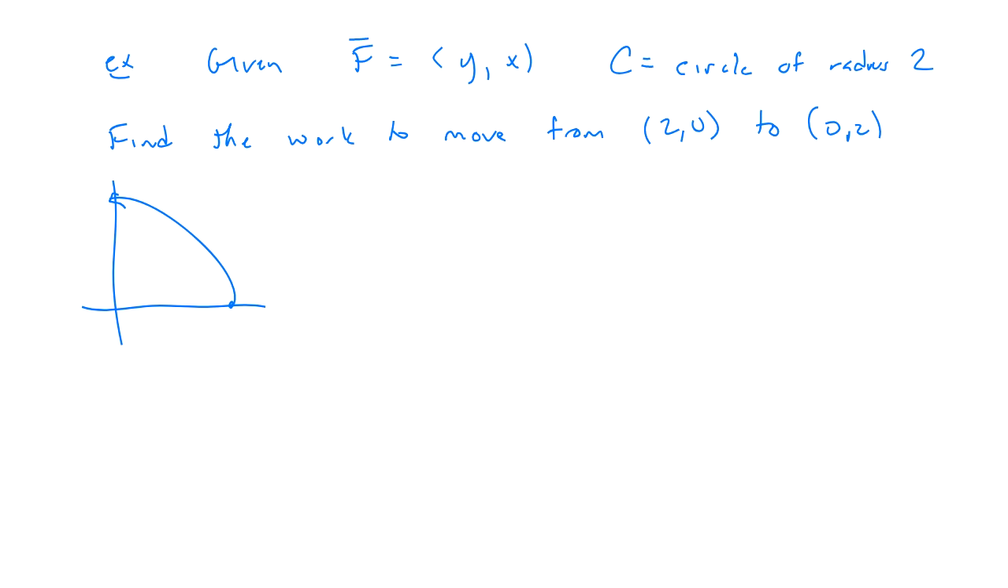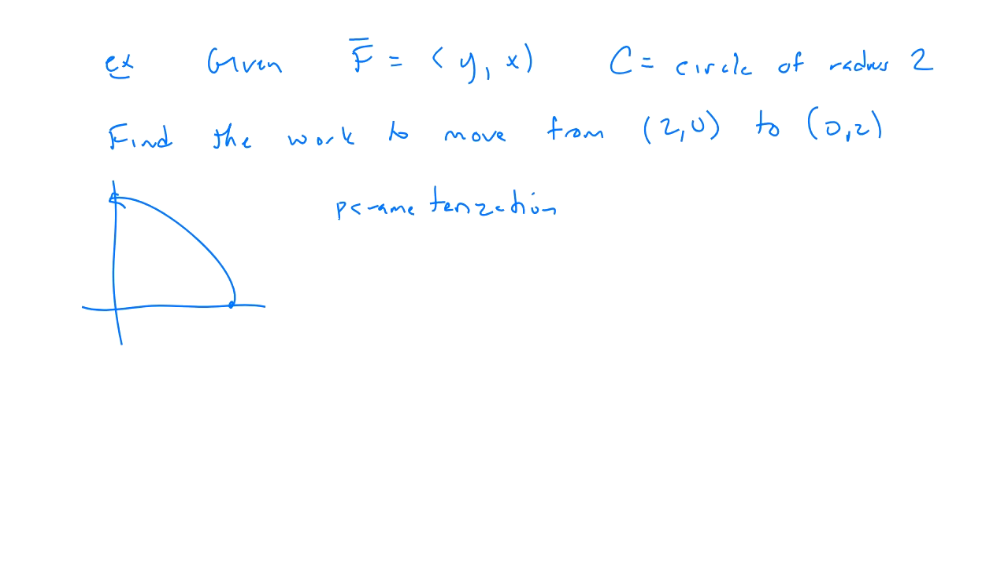So here's our path. We're moving along the circle of radius 2. And we're moving along the curve. And I want to find, again, pretending that this is a force, the work to move from the 2, 0 to the 0, 2. So the first thing we need to do is get a parameterization. In theory, we know it's x squared plus y squared is equal to 4. So we could do that.